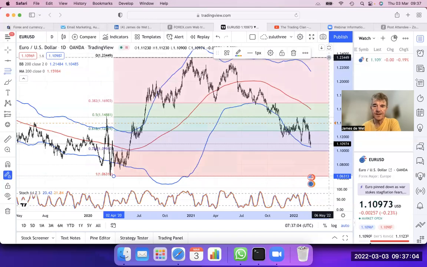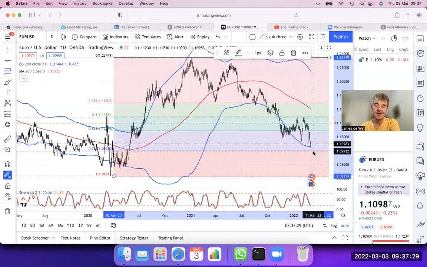All right, so there you go. There's the 78.6% fib, and there's the lower 200 period Bollinger Band. We're right up there against these two. We've got an oversold stochastic. This is a day chart, remember, on the euro. Oversold stochastic, lower Bollinger Band, 78.6% fib. Okay, we're not quite there yet, but pretty close.